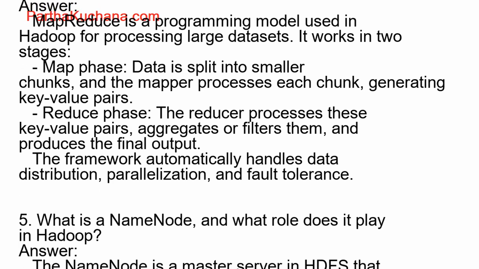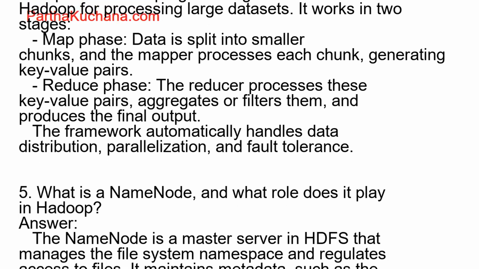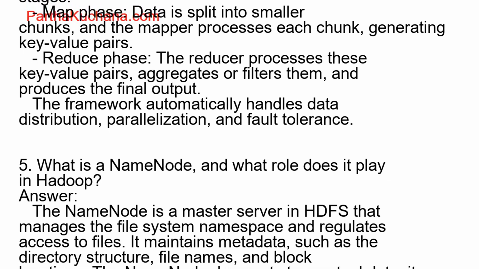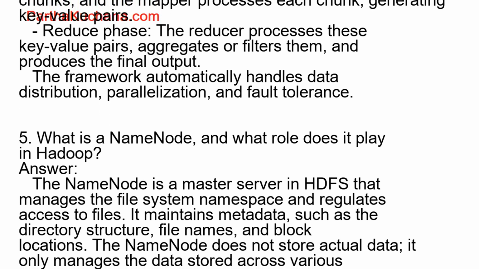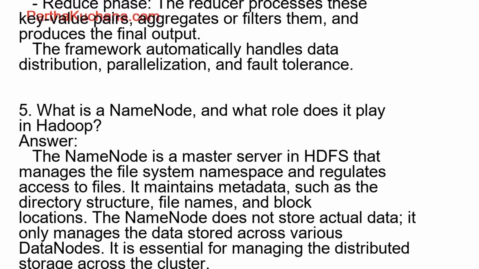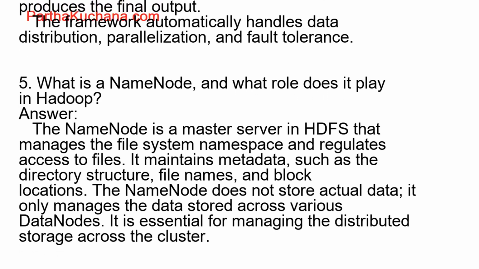6. What is the difference between name node and data node? Answer. Name node manages metadata and controls access to data, such as keeping track of which blocks belong to which files. Data node stores actual data in the form of blocks and is responsible for reading and writing operations on the data as requested by clients or the name node.